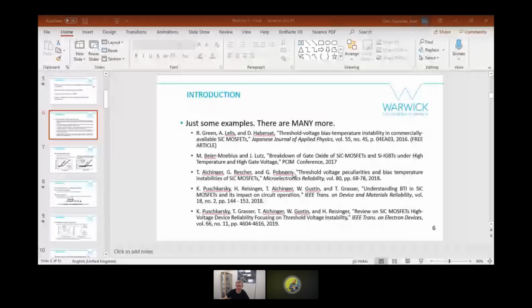So that depends a lot on the device. You will observe that some devices have different behavior. Let me just share this again. This paper, Threshold Voltage Peculiarities and Biased Temperature Instabilities of Silicon Carbide MOSFETs, in Microelectronics Reliability, shows differences between devices. They did a lot of tests there.